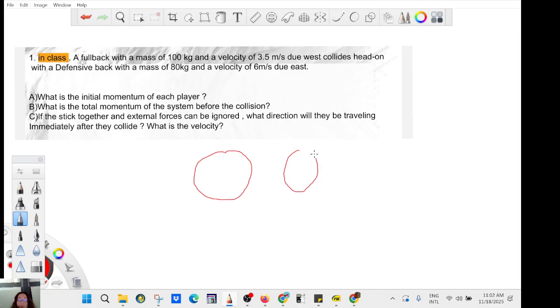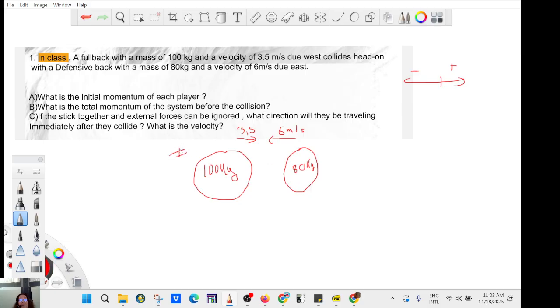I can understand what a fullback is. 100 kilogram and going west, with 3.5. Defense, they're all backs. I don't know why it's all back. Defensive back, line back, and whatever back. So plus, minus, and this one is going 6 meters per second. Already, if you do the multiplication, you know who's going to win.